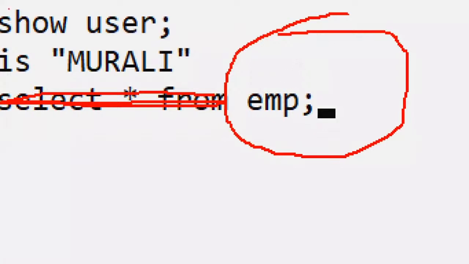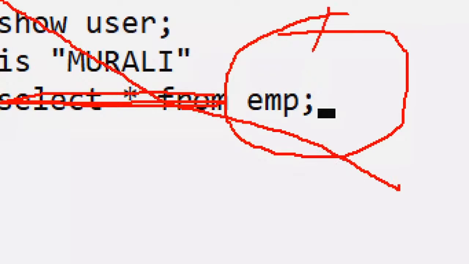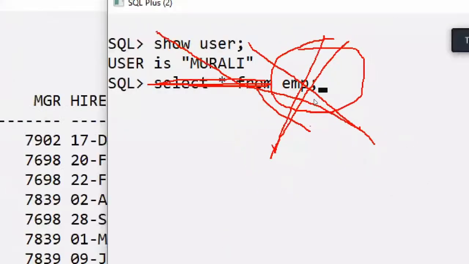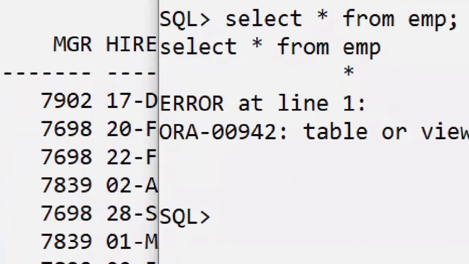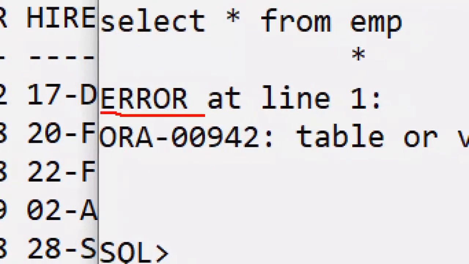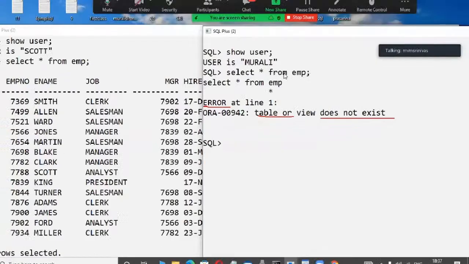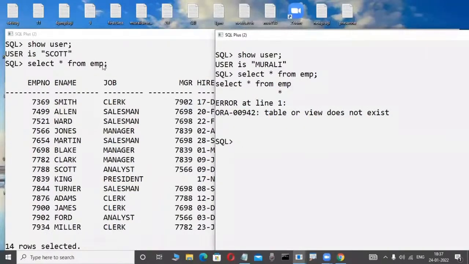Very good. One fellow is telling only the correct answer. Not possible, because this EMP table is another employee's table. That's why this is not possible. Observe here, I am pressing the enter key, it means error. Table or view does not exist. View means later, don't worry. Does not exist. Murali user is unable to access the Scott user table in this example.